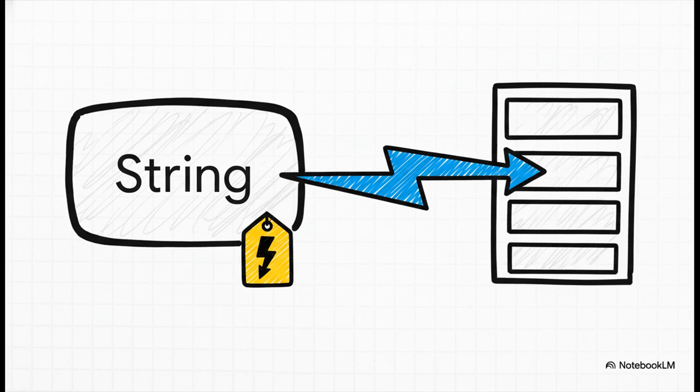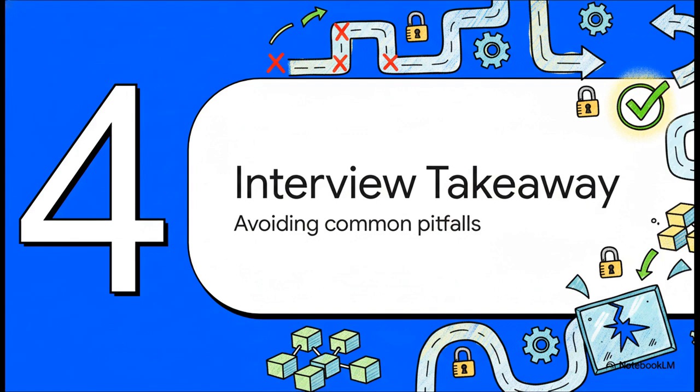And finally, performance. Because a string's value is guaranteed never to change, its hash code, which is basically a unique number generated from its letters, can be calculated just one time and then saved. It's cached forever. This makes strings incredibly fast and reliable to use as keys in data structures like a hash map, which are used everywhere.